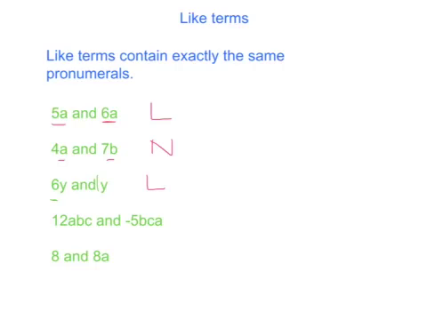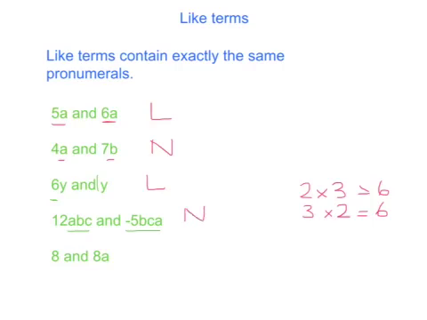Now the fourth one, when we look at it at first, it looks like they're not like terms. But let's have a closer look. We've got 12 times a times b times c, and negative 5 times b times c times a. Now remember, when we're multiplying, it doesn't matter what order we multiply in. So if I've got 2 times 3 and 3 times 2, I get the same answer. So when we're multiplying, order doesn't matter. And in this case as well, order doesn't matter. So 12abc and negative 5bca are like terms.